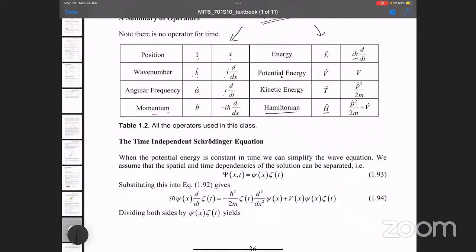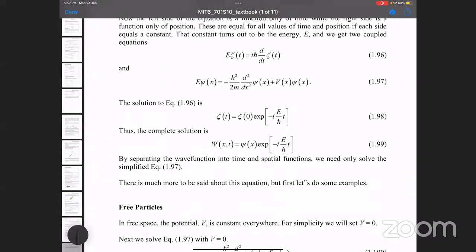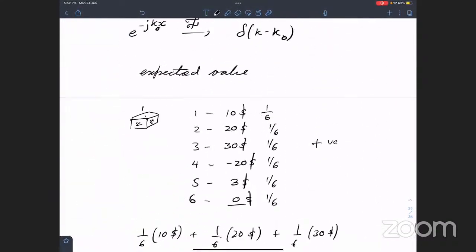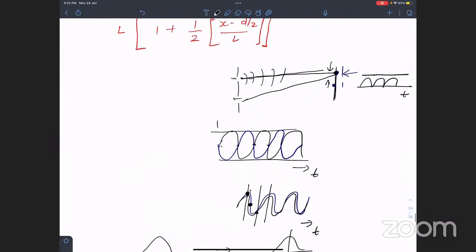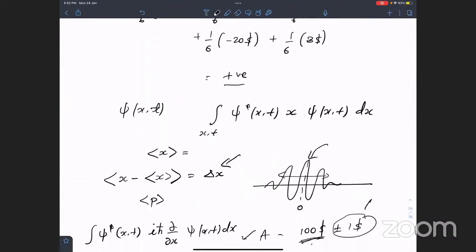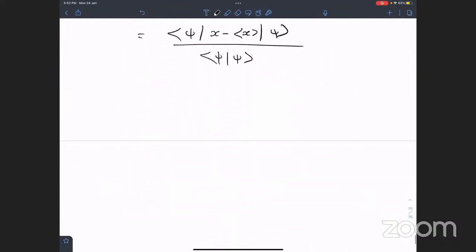Then he talks about the time independent Schrodinger's equation. I've already done that as well for you, right? So this is just to tell you that whatever I have covered, if you want to revise those concepts, please go to the textbook and you can revise them. I covered them in a slightly different way, different order, based on my own lecture style, but it is all there for you to revise should you feel the need for it.